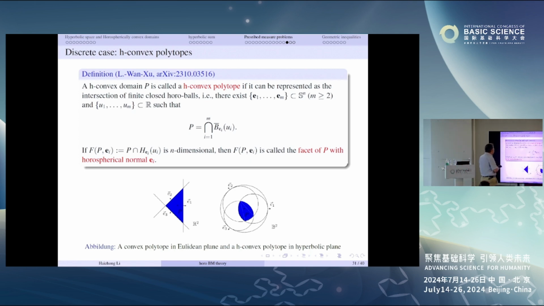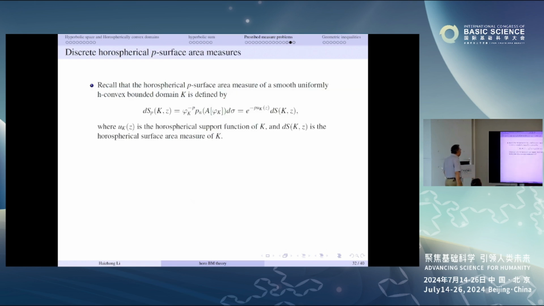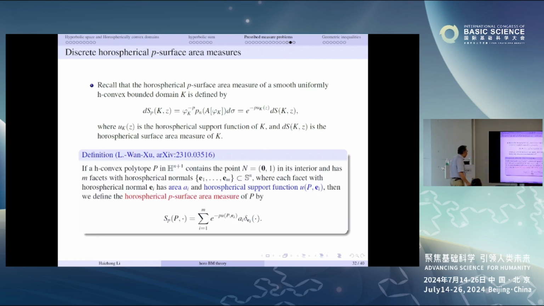Using this idea, we can define an h-convex polytope: you take some horoballs and make an intersection of horoballs. The Euclidean case uses half planes, but here we use horoballs instead of half planes. Okay, we can introduce the h-convex polytope, using the horoball instead of the geodesic half space. Using this concept, we can define what we call the discrete horospherical p surface area measure. Similarly, because each side is a horosphere, it gives one normal, and we can define the discrete version.